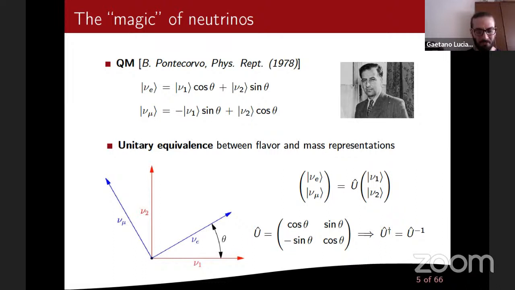But now we know that they have some mass, even though they are relativistic particles. So why can I use the usual quantum mechanics to describe the evolution of these states? Well, first, this is the first treatment by Pontecorvo. Maybe it is not the most rigorous treatment, but it is the first treatment by Pontecorvo.